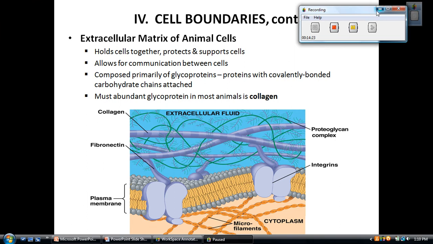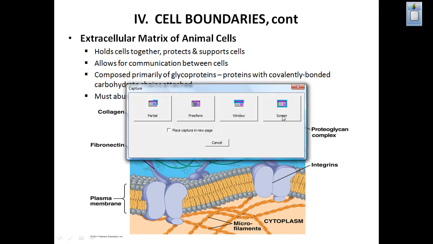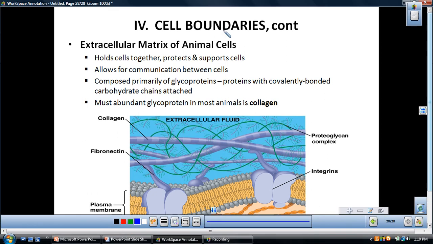Okay, the next slide we're going to talk about the ECM. I'm going to abbreviate that for you so that you can get that down. The ECM stands for extracellular matrix. You can see it's right here, ECM. Okay, that's the extracellular matrix. If you look at the word extra, that means outside. Cellular means of the cell. So this is a matrix, an area outside of the cell.